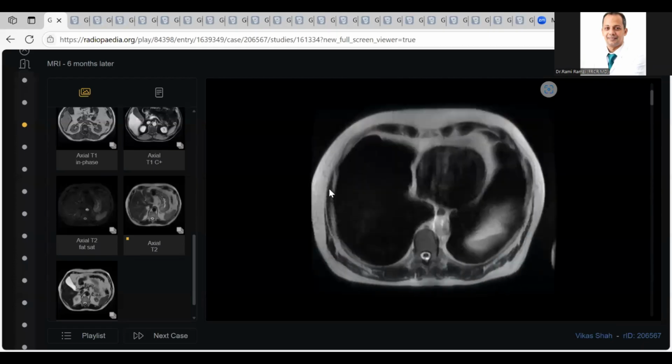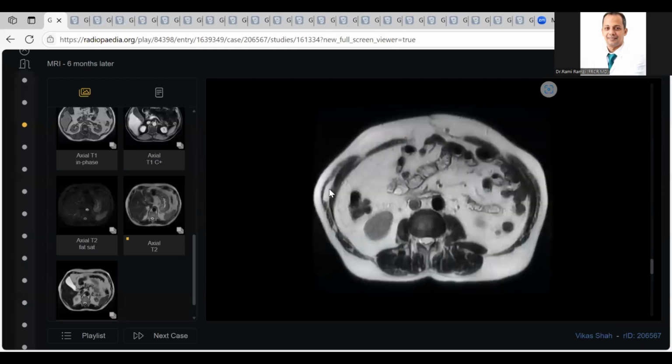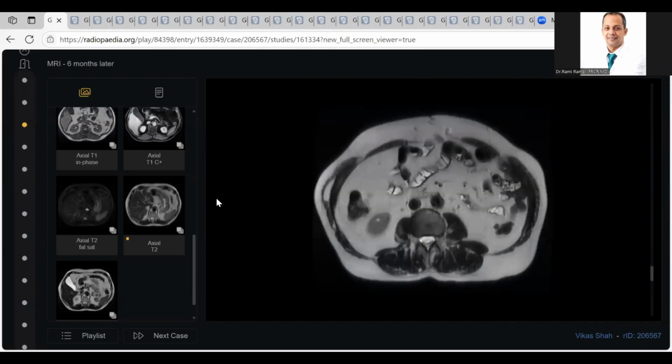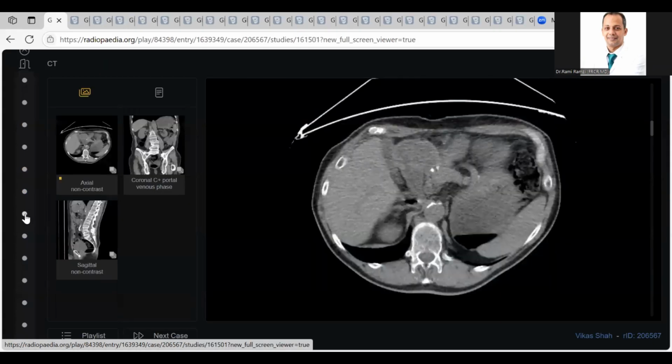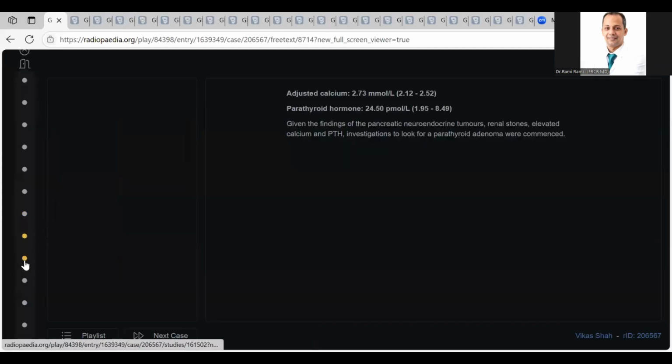Sir, this could be due to an islet cell tumor, most likely gastrinoma. What will you do next? Sir, I would like to ask for functional studies like scintigraphy for further confirmation. This is post-operative. No need for it.